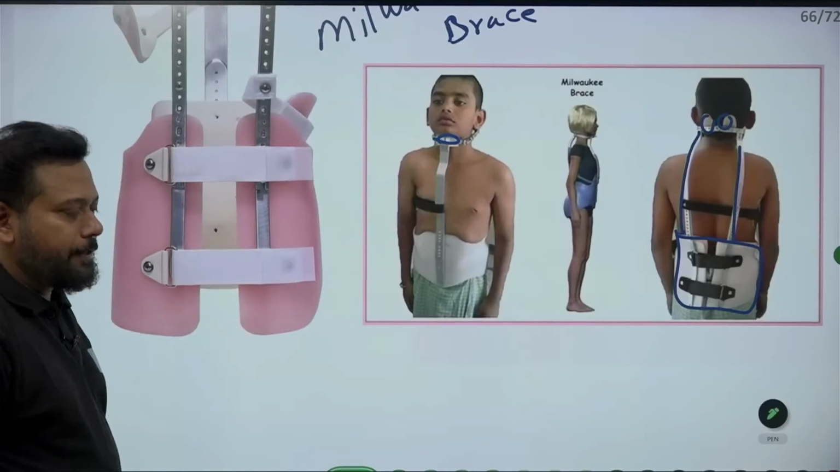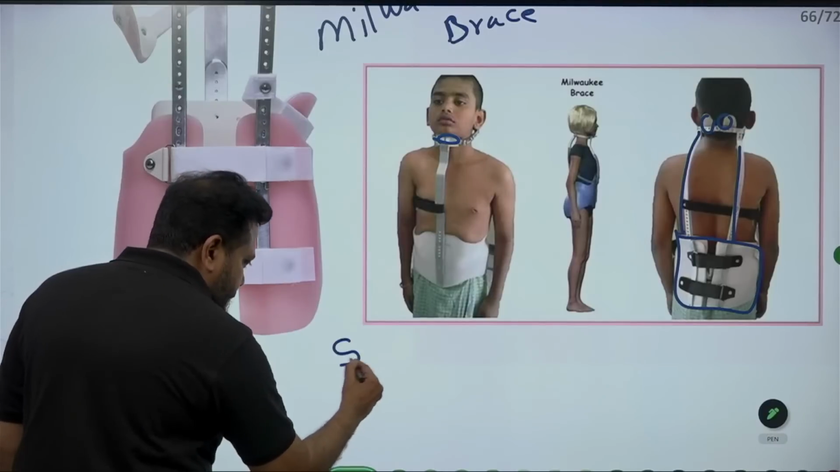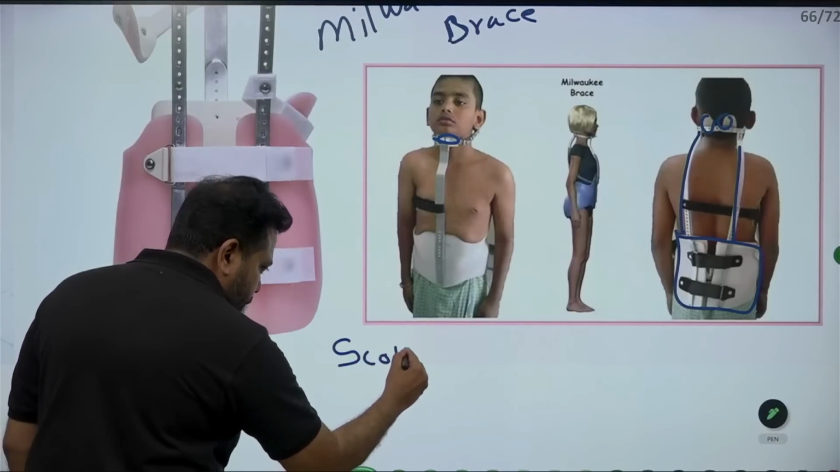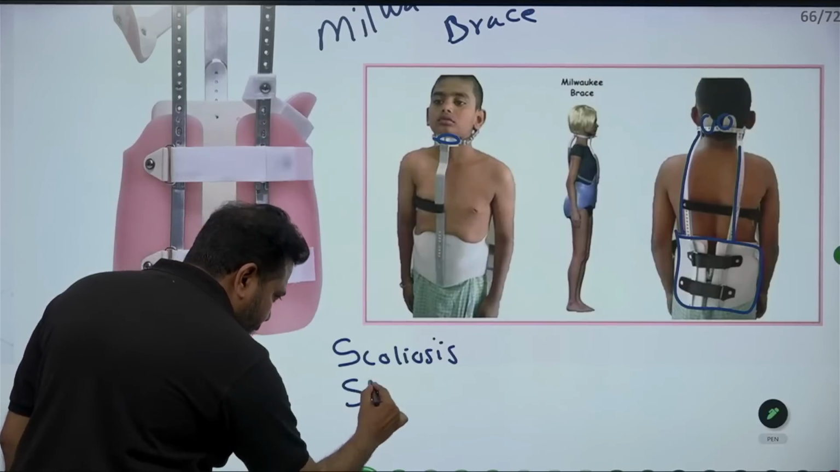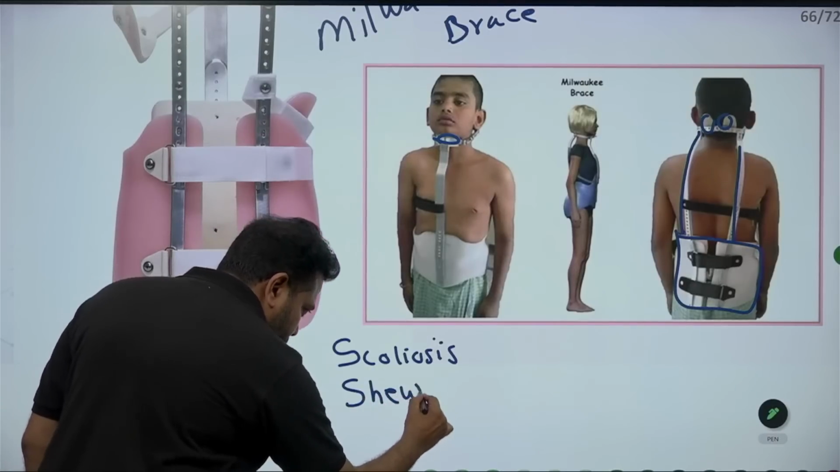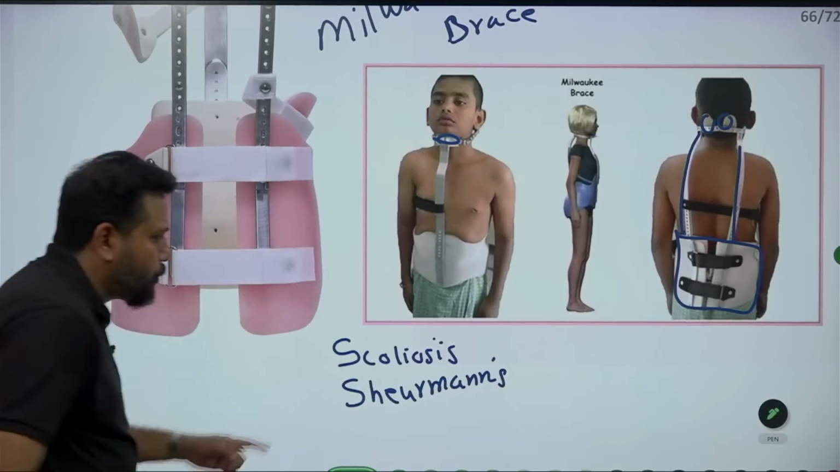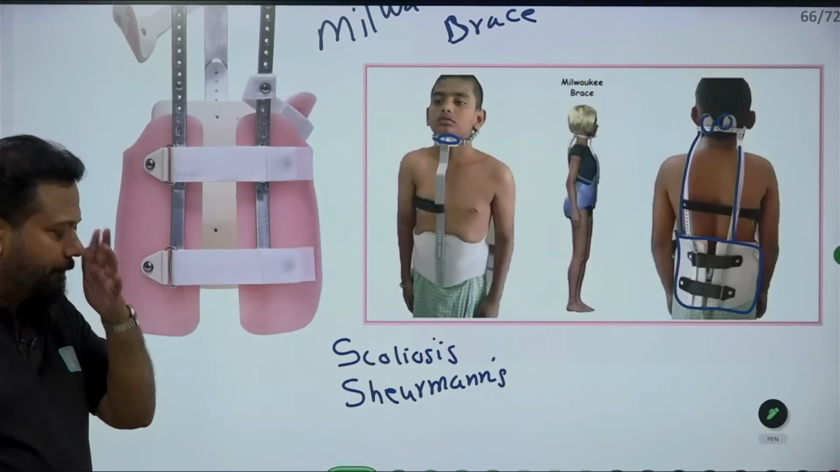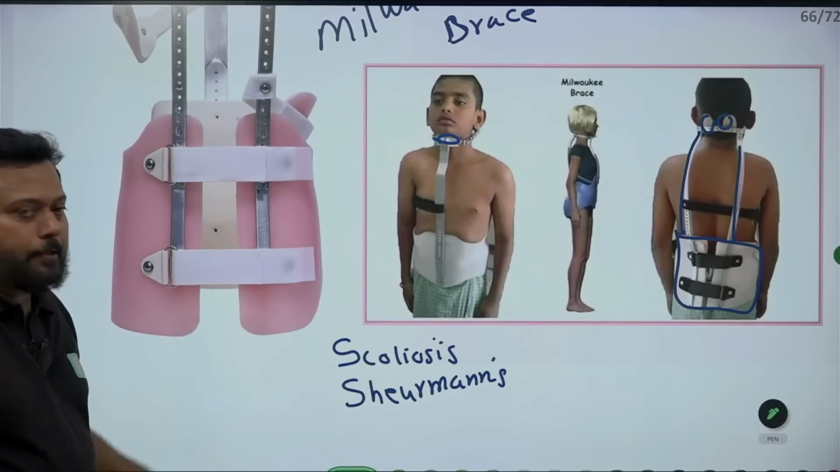Milwaukee brace is given in two situations. Indications: scoliosis and Scheuermann's disease. Scheuermann's disease is avascular necrosis of the vertebral body. Only two indications are there.